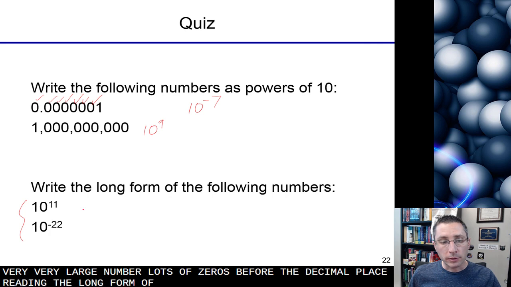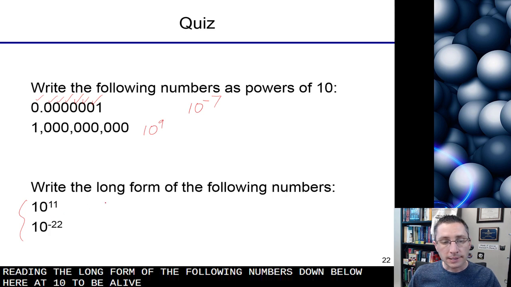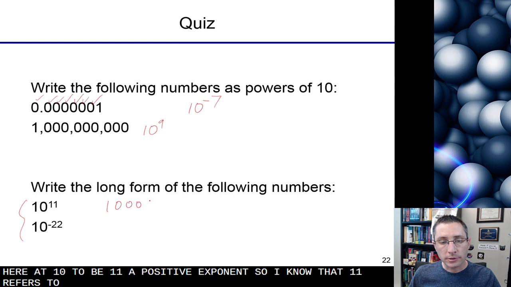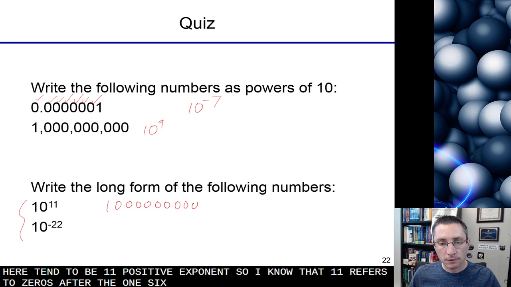Writing the long form of the following numbers down below here, 10 to the 11, positive exponent. So I know that 11 refers to zeros after the 1.